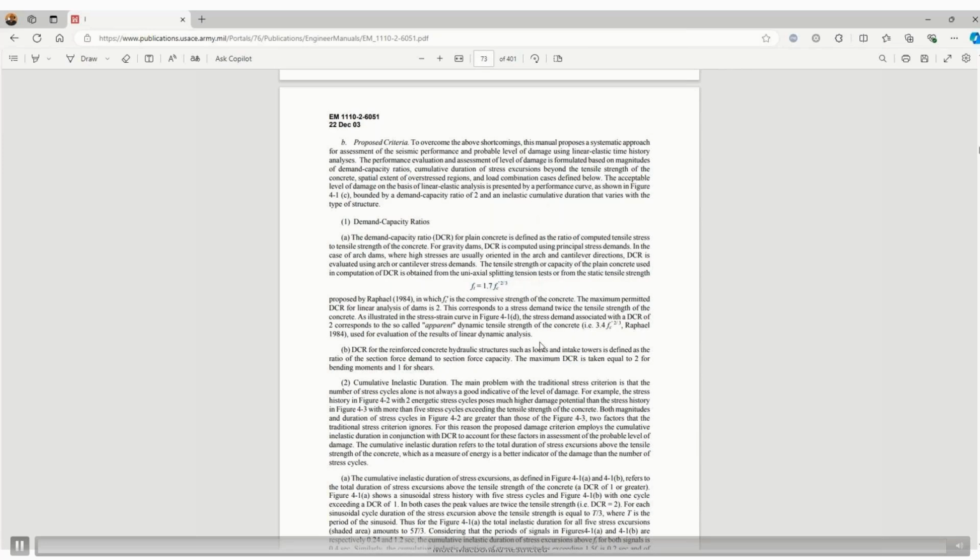So this FCK by 40, 0.5 or 0.6 MPa tensile strength for plain concrete, is more appropriate for the static analysis. For dynamic analysis, consider this.